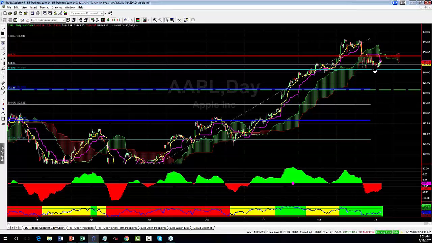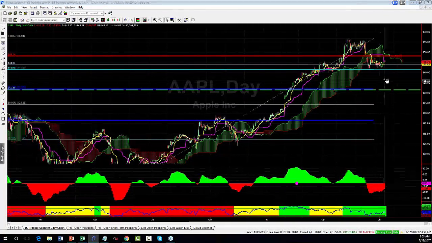If it puts in a new low, I got an entry sitting here triggered. We'll take a short on Apple at about 141.69, I think that is. Stops up here at 148.24. And we got a target down here, 131.52. So there's a trade for you, not triggered yet. I would not take it until it puts in a new low at 141.69.